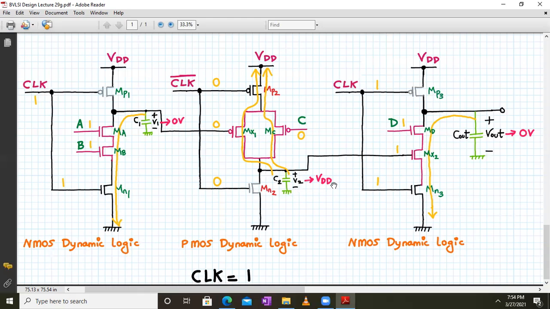Now this V2 equal to VDD is applied as one of the inputs to the next stage gate. So here we have MX2 being applied with logic 1, so MX2 will be on.